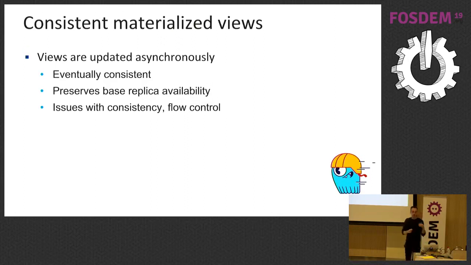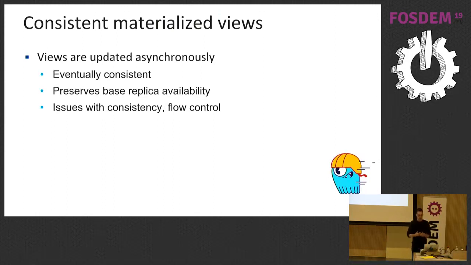So when a base table is updated, the database will process those updates as well, will calculate the view updates that are needed to update the materialized views, and is going to send them to the view replicas. It does so in the background and in an eventually consistent fashion. This has the advantage of preserving base table availability. So if one of the view replicas is down, or all of the view replicas are down, the base write is still going to succeed. We're just going to accumulate in memory the pending view updates.